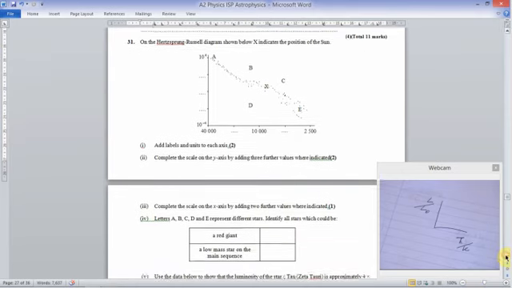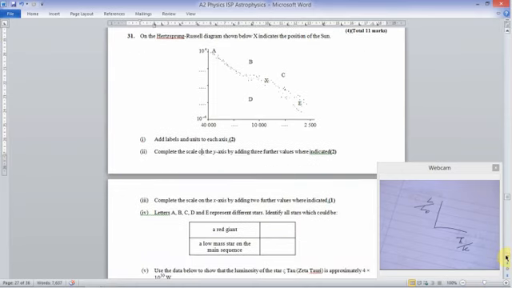Letters A, B, C, D, and E represent different stars. Identify all stars which could be a red giant. Red giant is definitely C and maybe B. Red giants are generally on this part of the graph in terms of luminosity and temperature. So this part of the graph is where you normally find your red giant. C is a definite, but B is just on the edge of that.